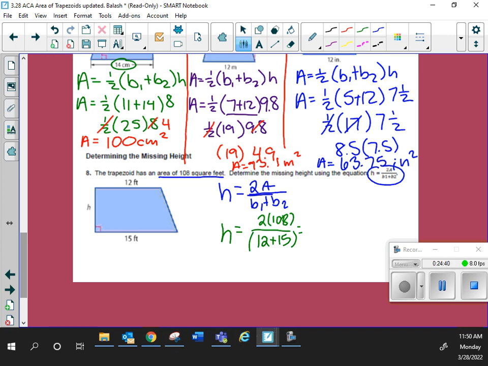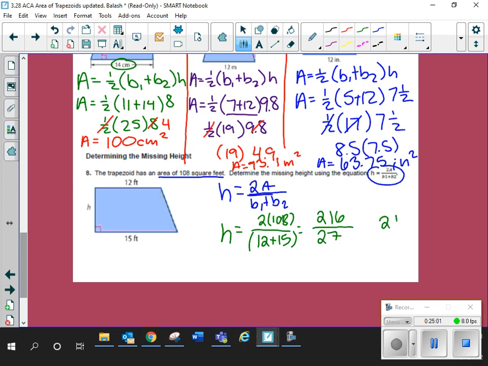Okay, so if I double 108, I'm going to get 216, because I doubled the 100 and I doubled 8, 216. If I add 12 and 15, I would get 27. So all I really need to do is divide. Okay, 216 divided by 27. Does 27 go into 2? Nope. Does it go into 21? Let's guess, 216, how many times? Let's try 5. 27 times 5, let's see where that gets us. That's going to be 135. Could I go more? Yes. Yeah, a lot more.